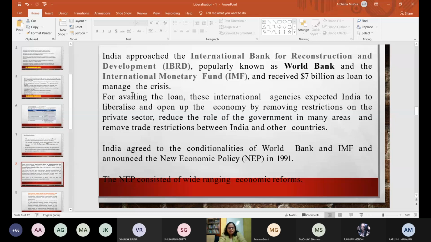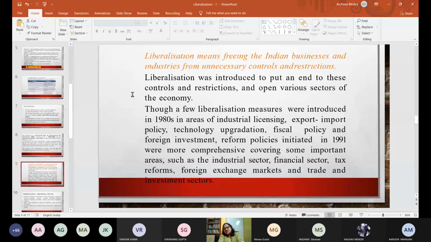New Economic Policy, NEP, 1991 is the year. Please remember that we can give you 1990, 92, 91. You know, still some children did make mistakes in the last year we saw. Now, the liberalization definition is very important. Removing the barriers, the trade barriers, children. What is liberalization? Removing the trade barriers and the rigidities of the economy so as to increase international competitiveness and efficacy.